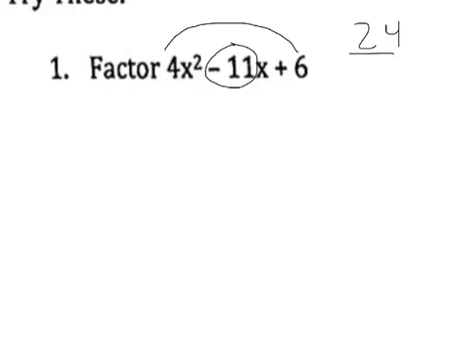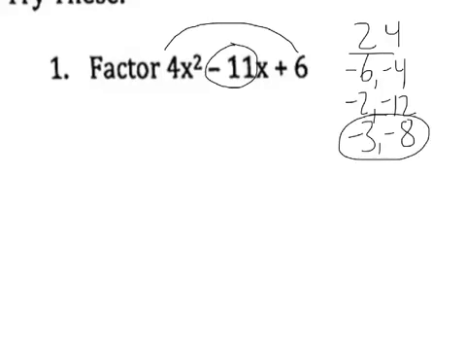So let's see. I have negative 6 and negative 4, but that's negative 10, so that doesn't work. Negative 2 and negative 12. That's negative 14. That doesn't work. Negative 3 and negative 8. If I multiply those, I get 24. And if I add them, I get negative 11. There they are. There's my numbers.